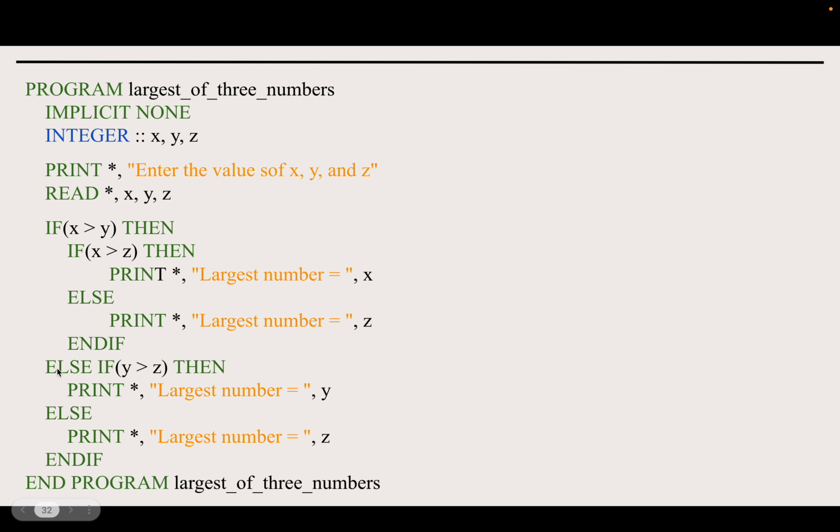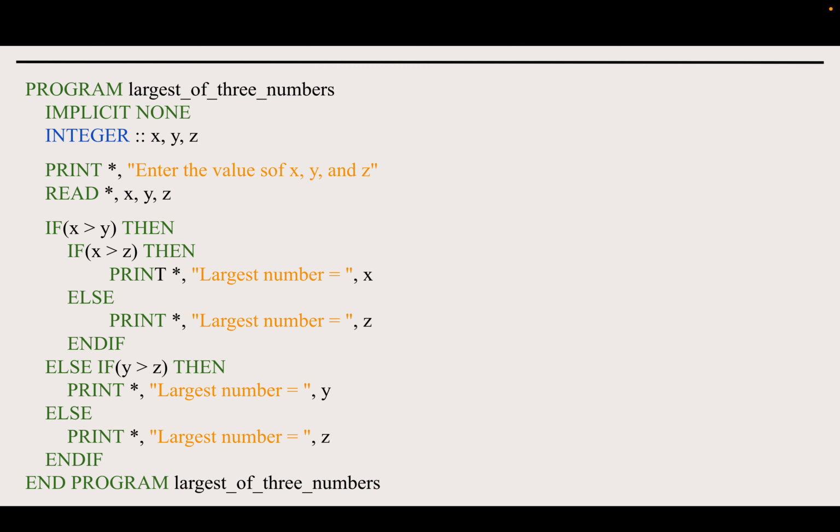And next is else if y is greater than z, then print that the largest number is y, else print the largest number is z. And then end if. So here what we have done is, inside one if condition we have another if and else statement. That means this is the nested if else statement. So one if inside another.